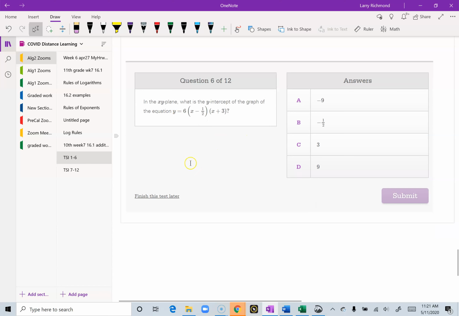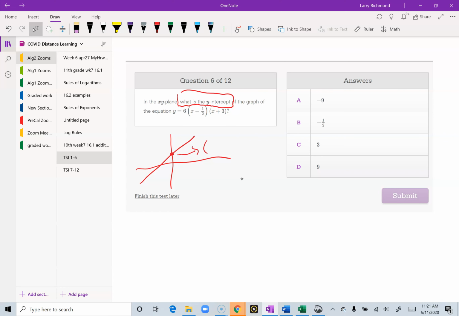All right. Number 6, question sentence first. What is the y-intercept? We're looking for the y-intercept. Recall that the y-intercept is the y value where x is 0. Generically, we call it b, but the point is it's associated with this point where we cross the y-axis, but it is that y value, not the point, but the y value. So all we're going to do is let x be 0.